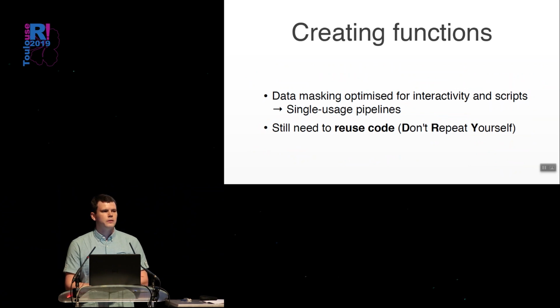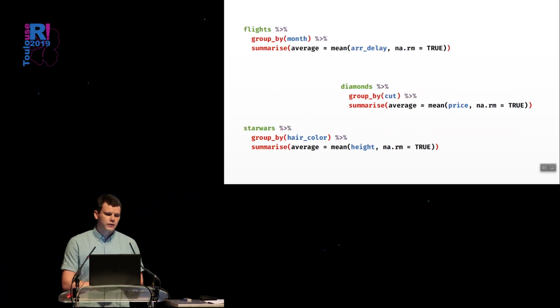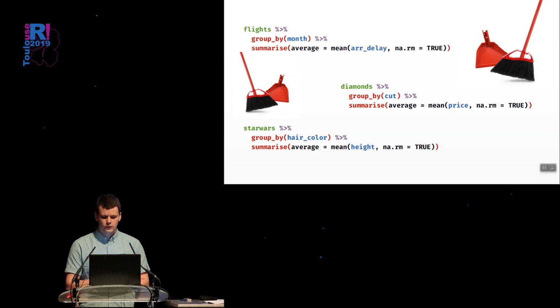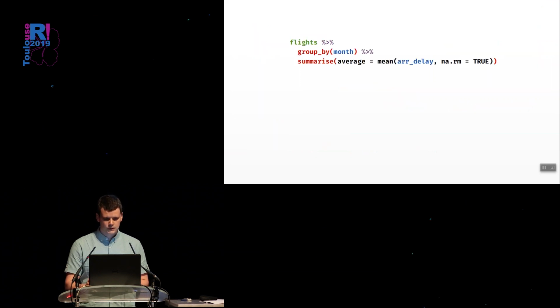While data masking is optimized for interactivity and writing scripts, where often you create single-usage pipelines for data transformations, sometimes you still need to reuse code because you don't want to repeat yourself. So you want to create a function to reuse command patterns. Let's say we have a command pattern here. We group a data frame by some variable, and then we take the average within levels. That's a case where we want to reduce the repetition. We want to create a function.